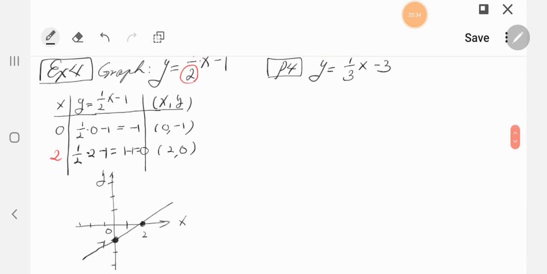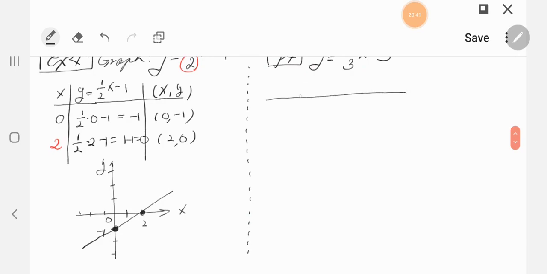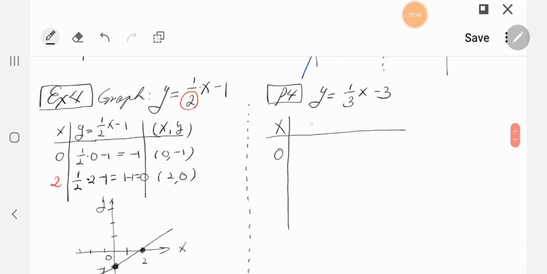Okay, let's try problem 4. We will do the same thing. For the x value, always use 0 because we can get rid of the 1/3 x term. So when x equals 0, this term is 0. So y is equal to negative 3. So the xy coordinate is x equals 0, y is negative 3.